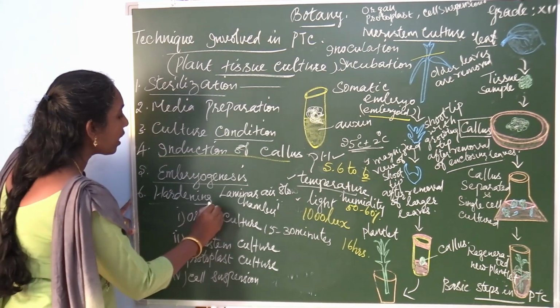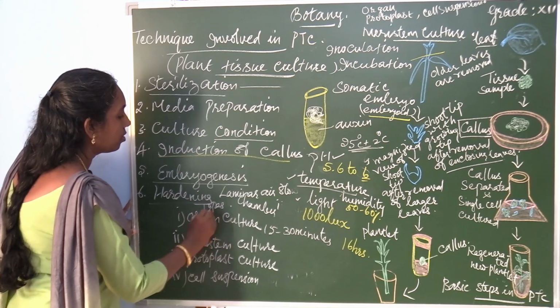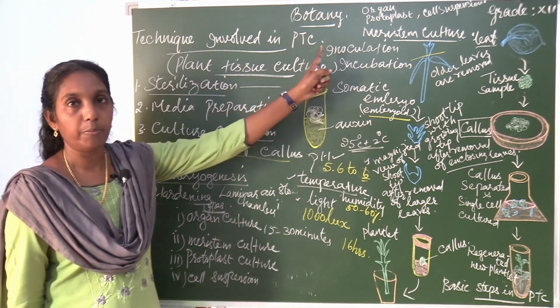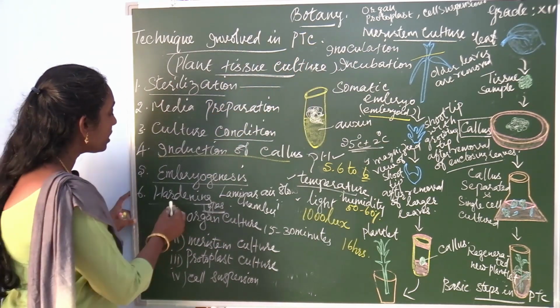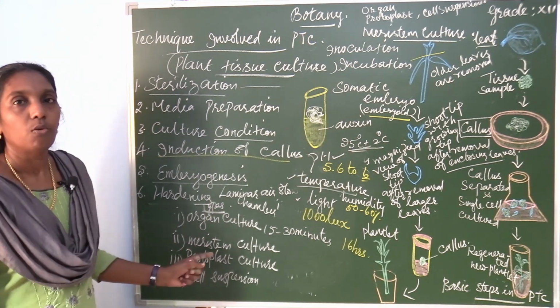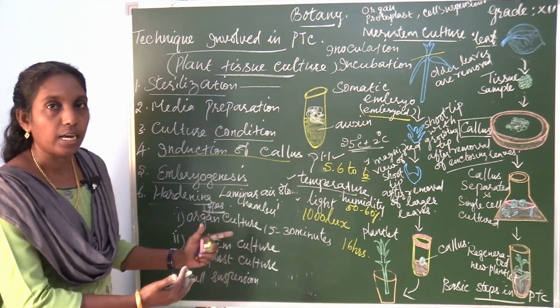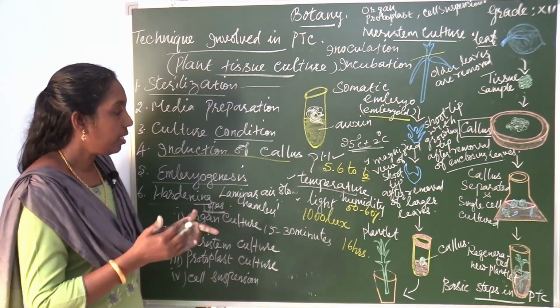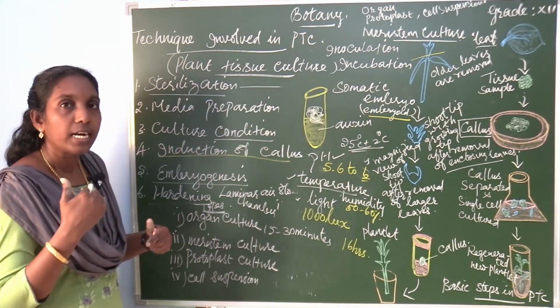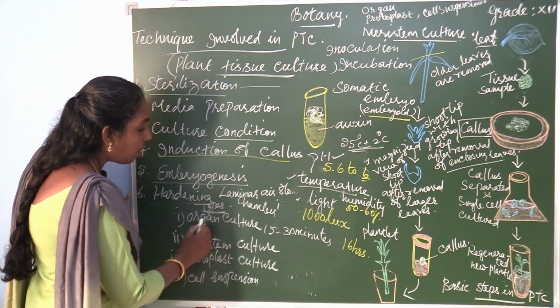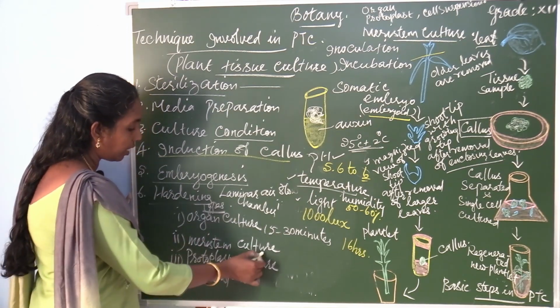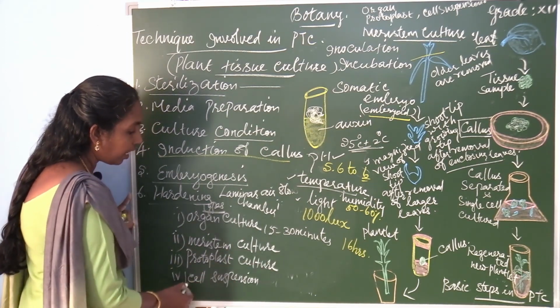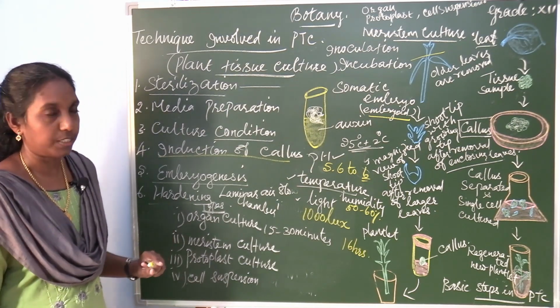These are the types. So the first question is techniques involved in plant tissue culture. The second question, types of plant tissue culture. What are the types of plant tissue culture? This type is based on the explant. Based on explant, plant tissue culture is classified into organ culture, meristem culture, protoplast culture and cell suspension.